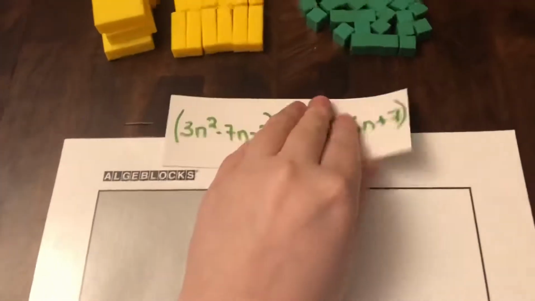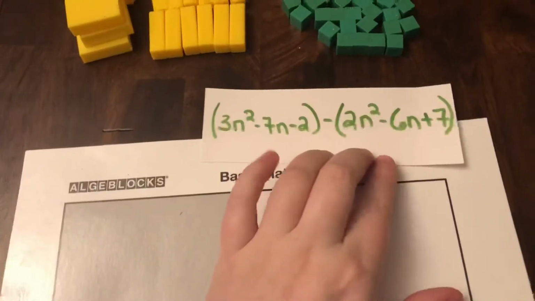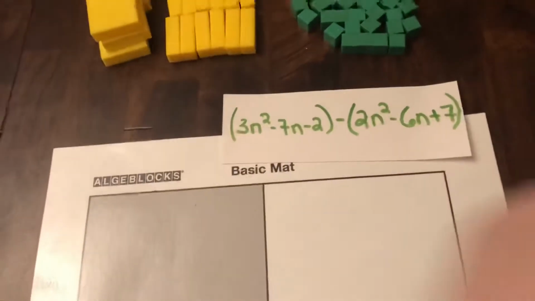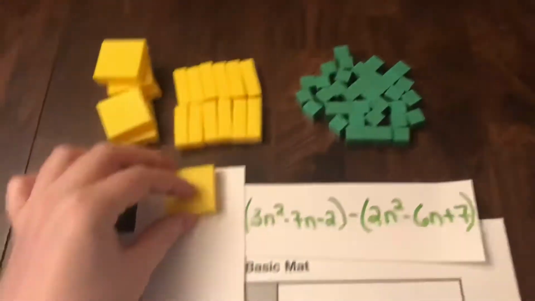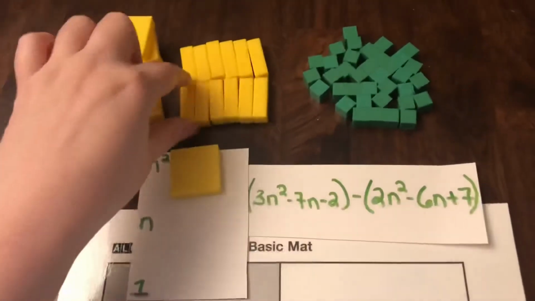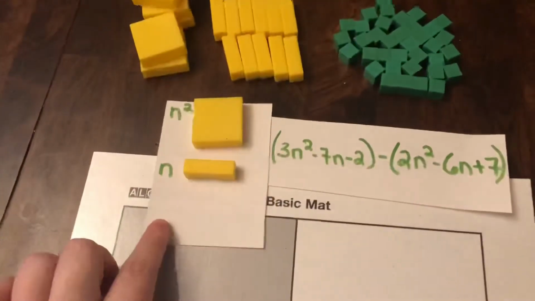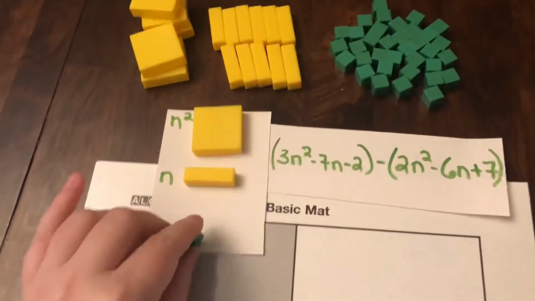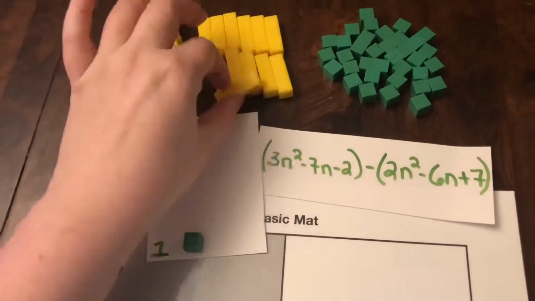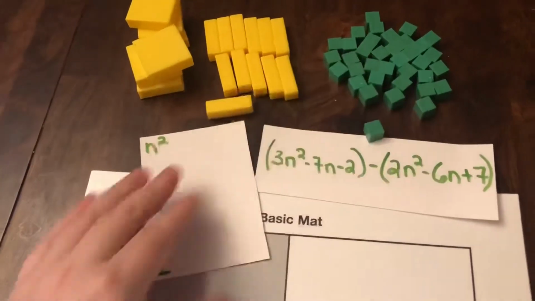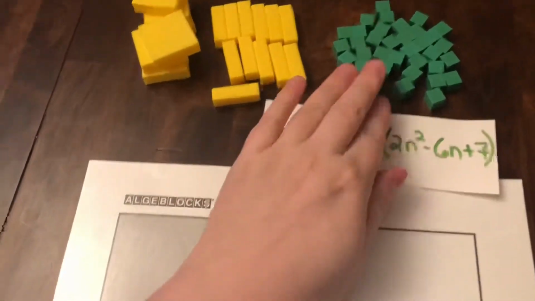Next, we are going to take a look at a subtraction example. So this is the problem that we're going to be using for our polynomials. And here is our key. So this is going to represent n squared. This will represent n. And this will represent 1. Like the first problem, we're going to look at this in two parts.